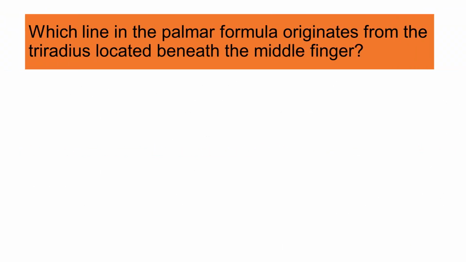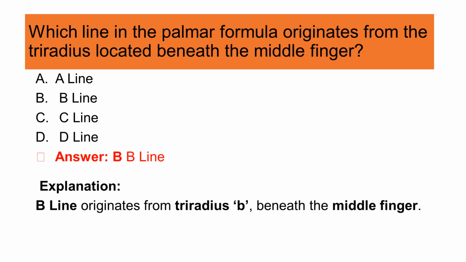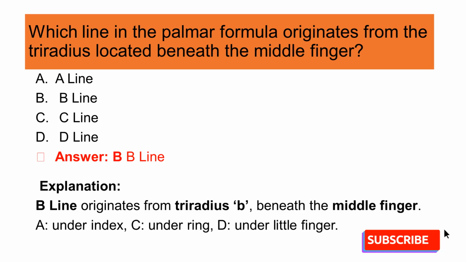3. Which line in the palmar formula originates from the triradius located beneath the middle finger? A. A line. B. B line. C. C line. D. D line. Answer: B. Explanation: B line originates from triradius B, beneath the middle finger. A, under index; C, under ring; D, under little finger.